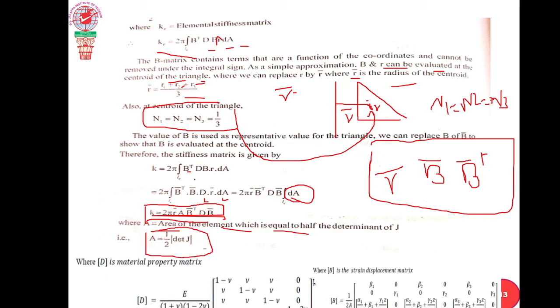So if you want to calculate K, you require the area, you require the B transpose matrix, you require the D matrix, you require the B matrix. What is the D matrix? This is the D matrix. What is the B matrix? Just now we derived it. The strain displacement matrix is this one, correct? And B transpose, you can get by transposing this. And how to find R bar? R bar is nothing but R1 plus R2 plus R3 divided by 3. Once you multiply all these terms, finally what will you get? The stiffness matrix.